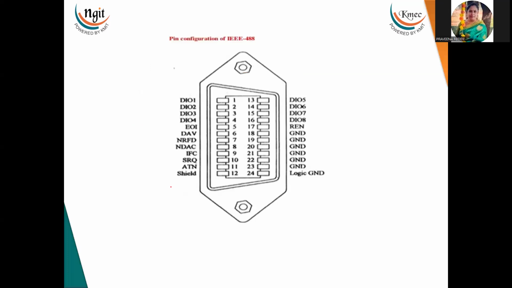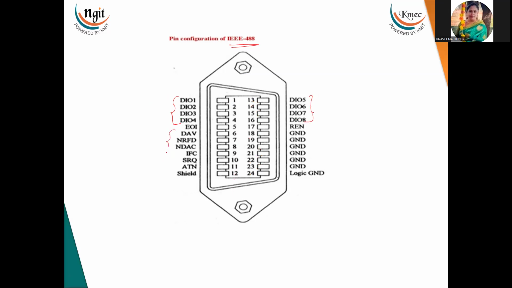We will see the pin diagram. This is the pin diagram for the IEEE 488, and this cable is used for parallel communication. RS-232 is used for serial communication, whereas IEEE 488 is used for parallel communication. Here you see pin numbers 1 to 12 on one side and 13 to 24 on the other. After completing 12, 13 is again at the top. Here you can see 4 data lines, and here also you can see 4 data lines. So totally 8 data lines.